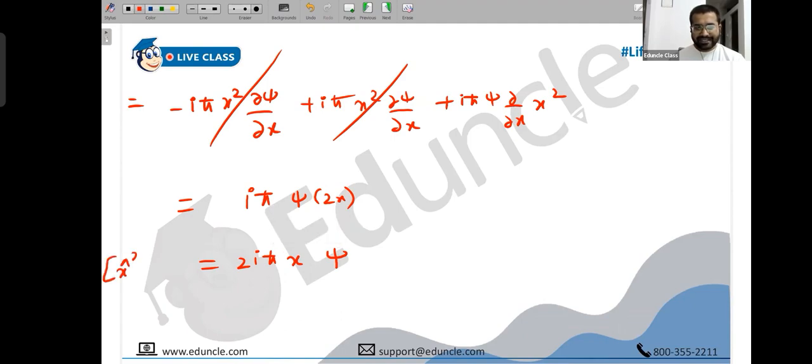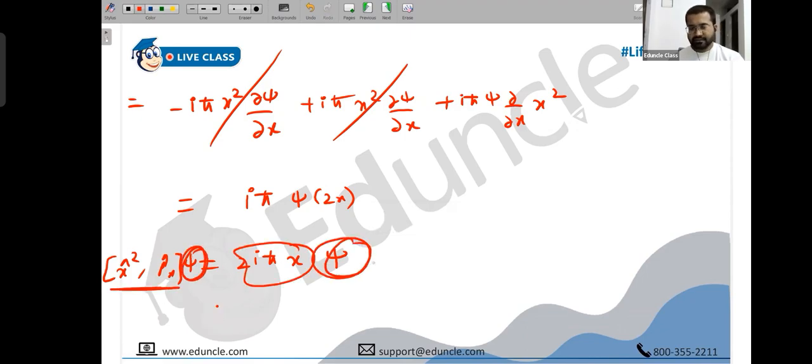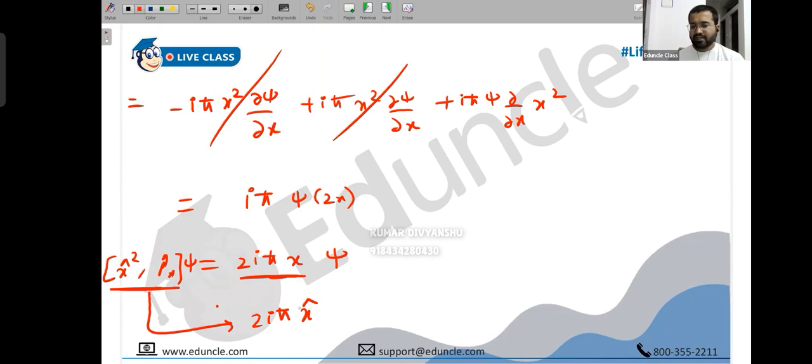So what is the answer, people? On the left hand side you have x cap square comma p cap x, into psi, so you can basically cancel psi. You have got the commutator. Again this is an eigen operator, and this is your eigenfunction. You can call it eigenvalue, but this could be an operator also. You can write 2i h squared x as x cap, so you can also say it is an operator, whatever.